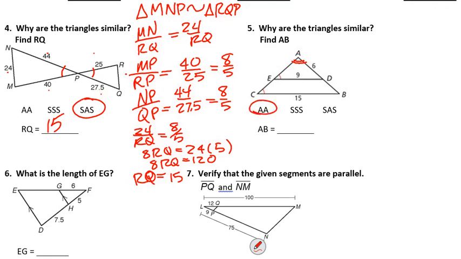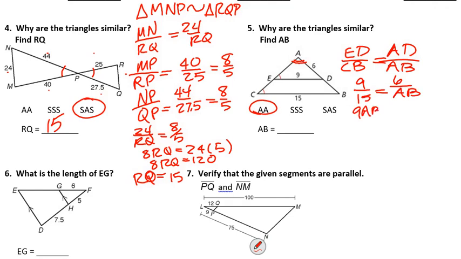Then we're going to use the little triangle over the big triangle to solve it. So we're going to do ED over CB, and that should equal AD over AB. We're just going to substitute our values in here. 9 over 15 is equal to 6 over AB. Going to cross multiply. 9AB is equal to 15 times 6. So 9AB is equal to 90. Thus AB is equal to 10.